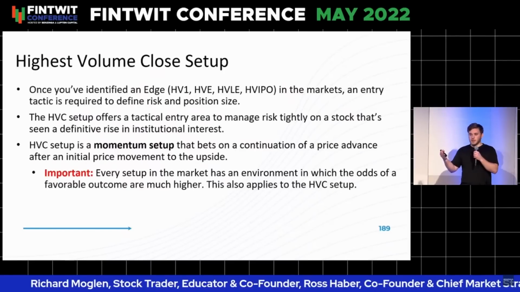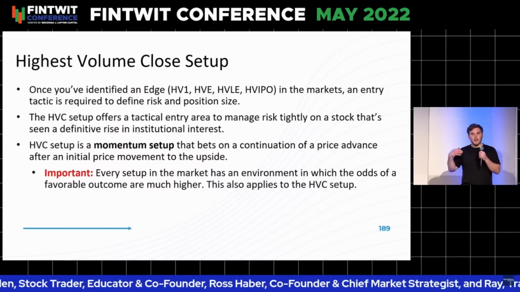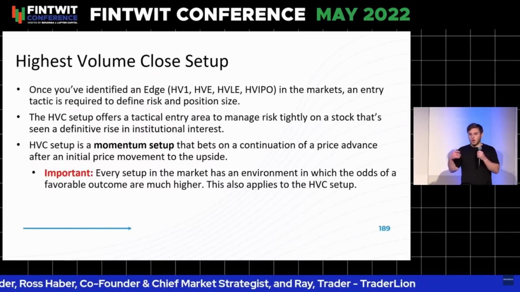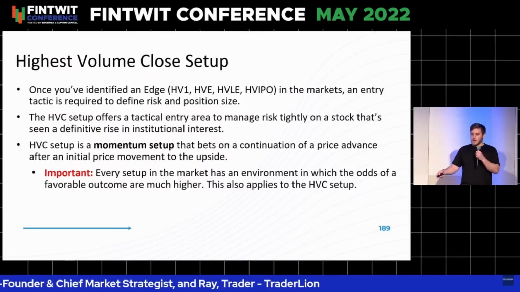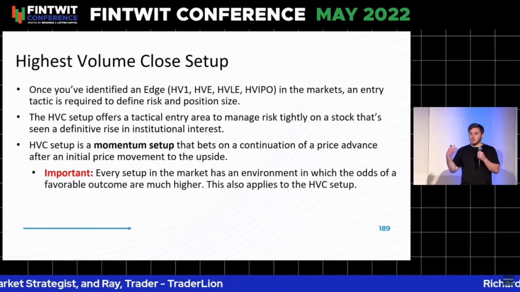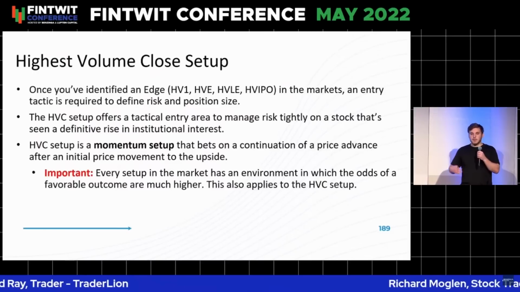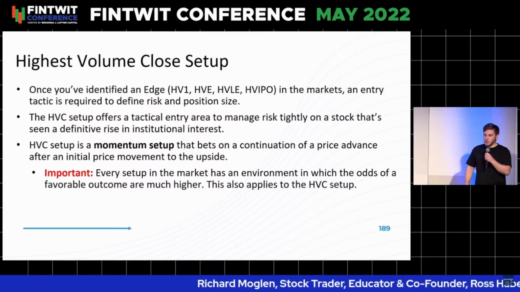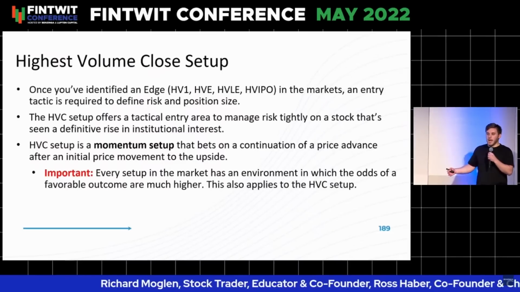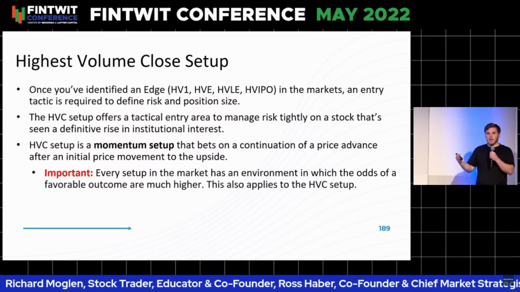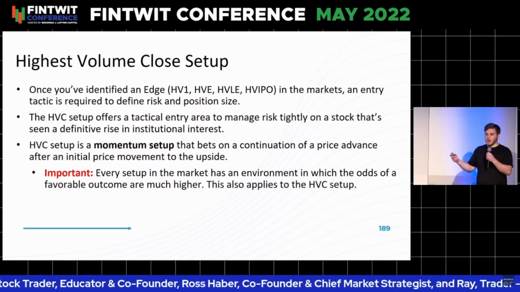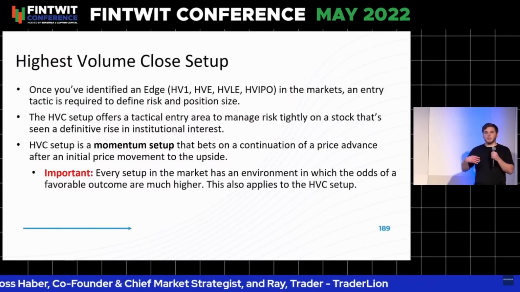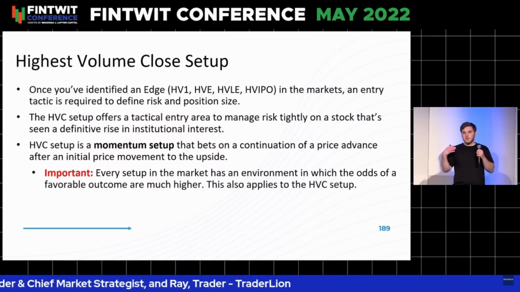This setup allows us to get in on day 2, or whenever we push through that highest close, and get on that train. So once we've identified that edge, HV1, HVE, HVLE, HVIPO, this is the entry tactic that we use. This setup offers a technical entry area to manage risk tightly around, and the clear pivot point that we're using is that close on that high volume day. And I think this is a really important reminder here. A lot of these setups we talked about how the market is super important, and this is no different.